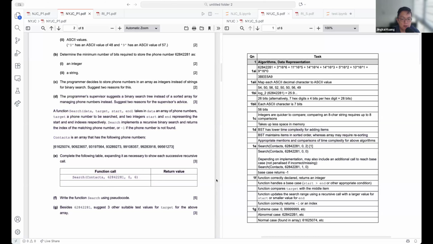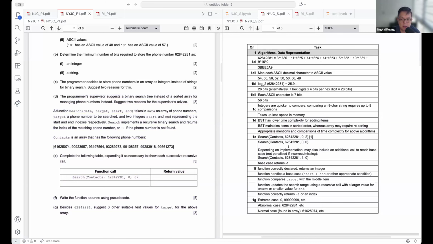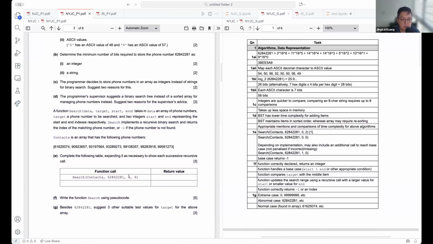Suggest three other suitable test values. I see what they want you to search. What are they searching for? The search function takes the data type, the array data, the target phone number, and the start and end indexes. So they search this number with the function call. Suggest three other test values for the target of the above array.